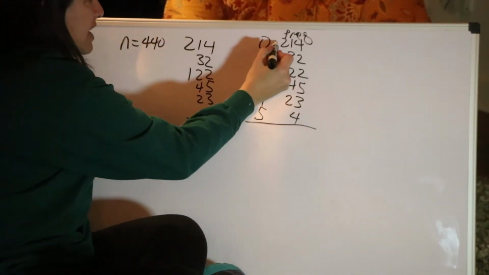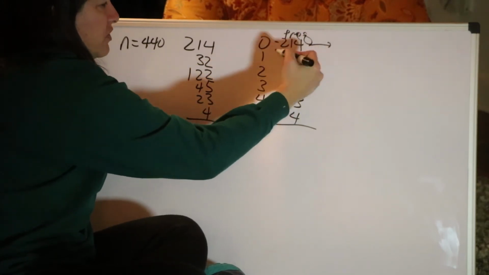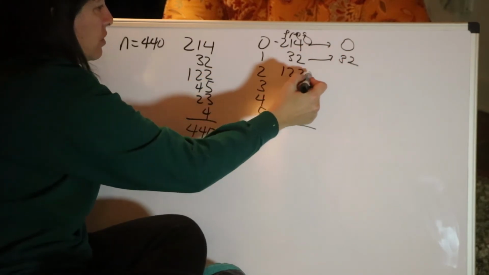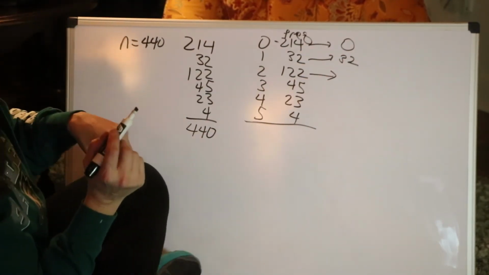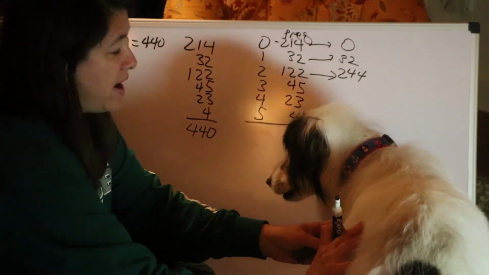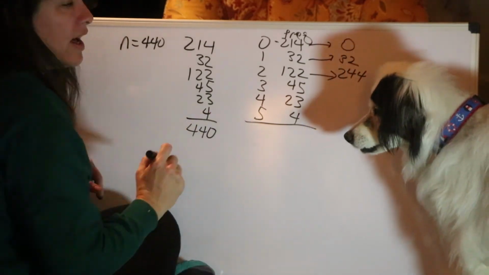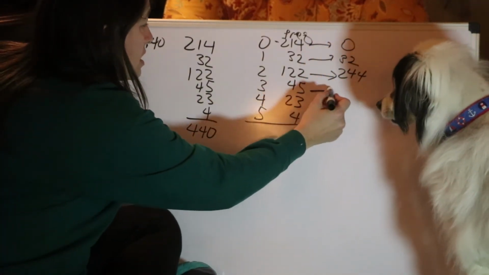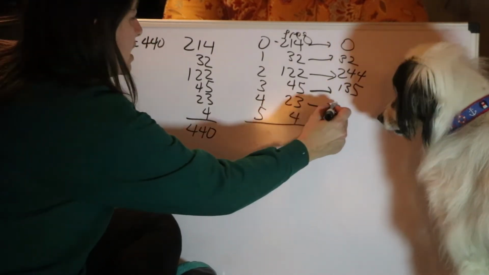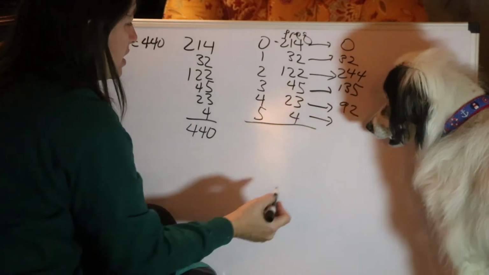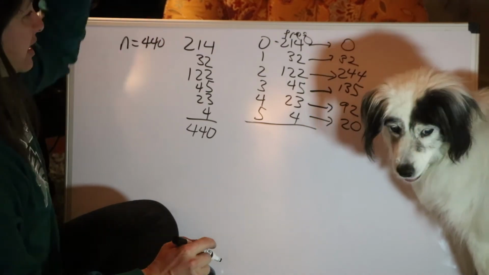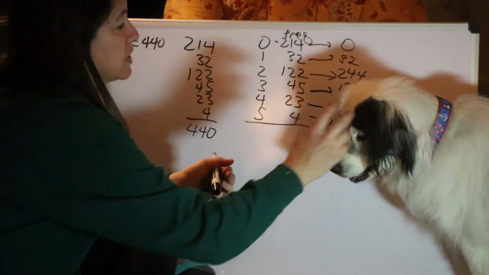So we're going to multiply 0 times 214, that equals 0. 1 times 32 equals 32. What's 2 times 122? It's 244. 3 times 45? Yeah, 135. 4 times 23, 92. And 5 times 4, 20. So basically we're kind of simulating as if we're lining up all of our numbers.